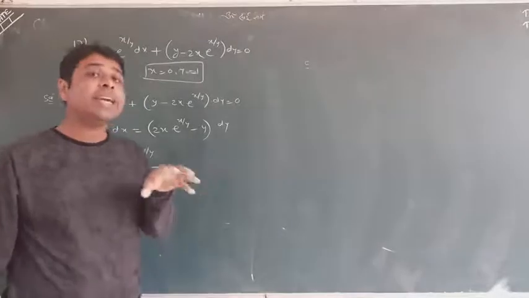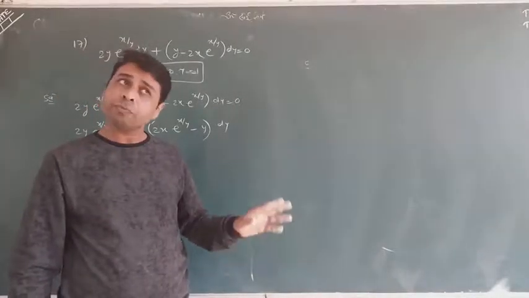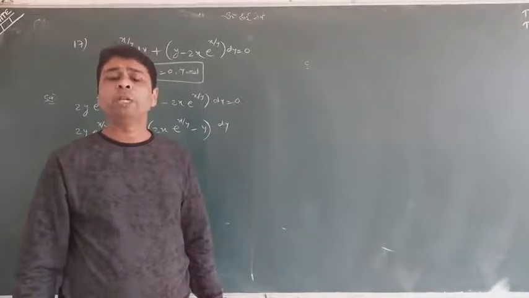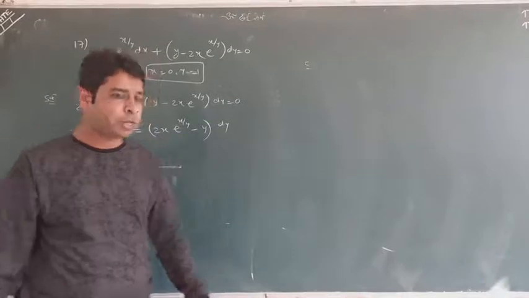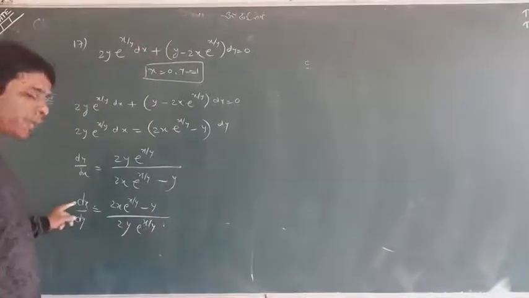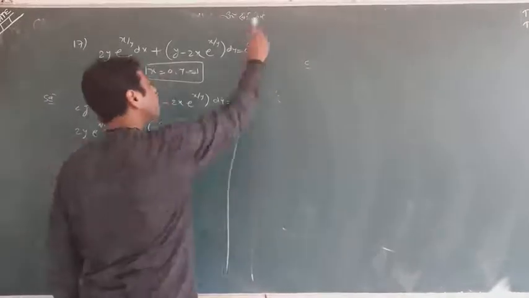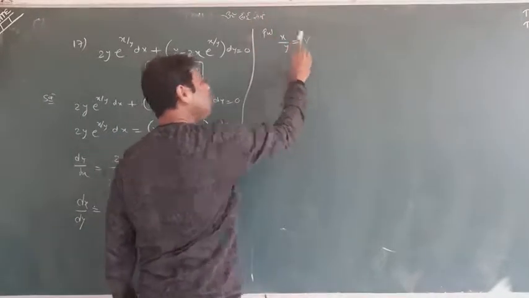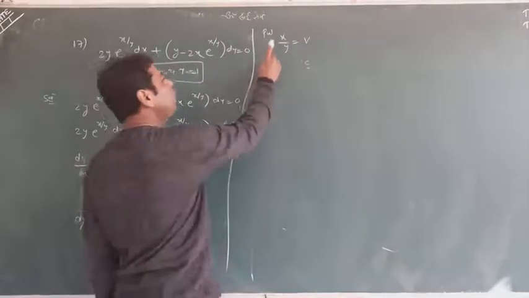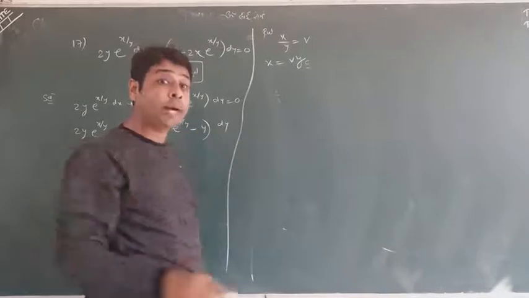And this indicates that whenever x by y or y by x is coming, you can solve this by the method of homogeneous differential equation. And x by y means you have to create dx by dy. We have done it. Now, by doing so, put x by y equal to v, so x equals vy. Now do differentiation with respect to y.